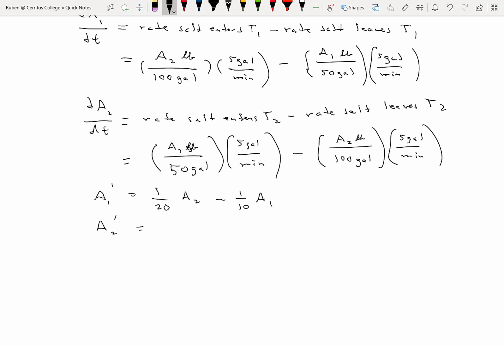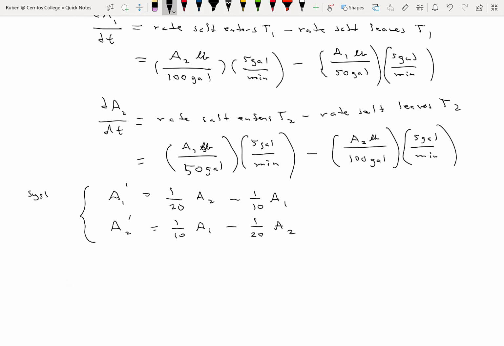A2 prime equals, concentrating on the second differential equation, 5 goes into 50 10 times, so 1/10 A1 minus 5 goes into 120 times, 1/20th A2. Okay, and so this is a system of differential equations. These are the two differential equations that are satisfied by the amounts of salt in each tank. This is called a system of differential equations.